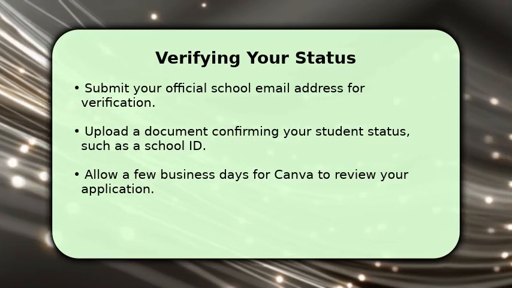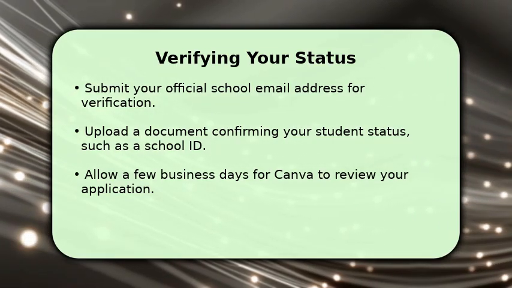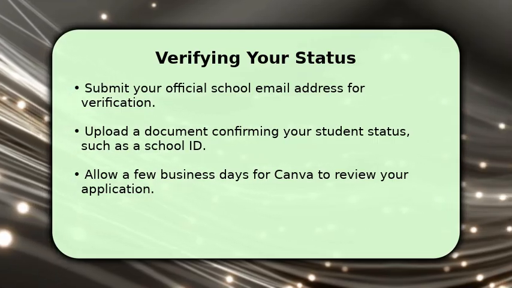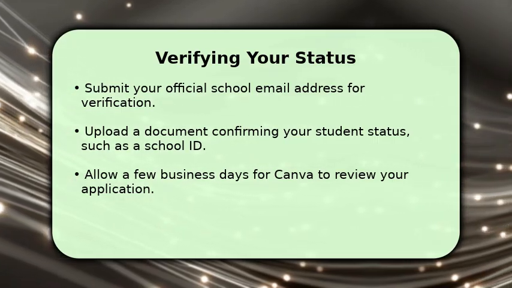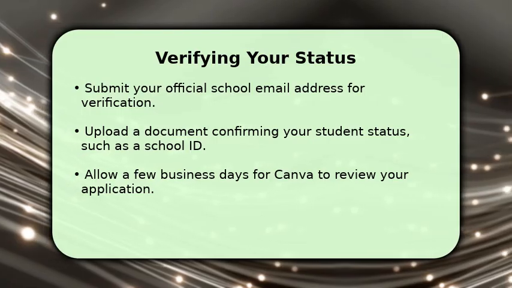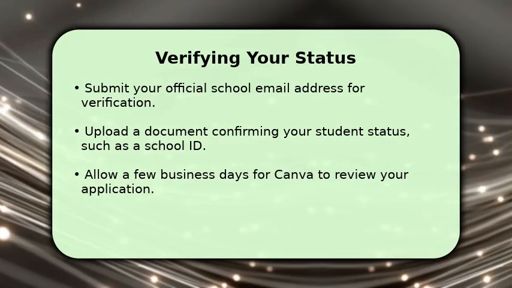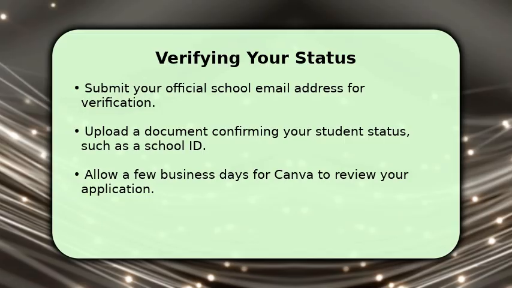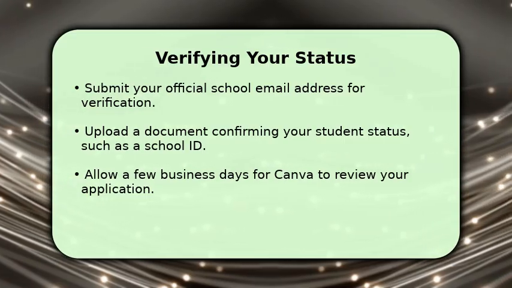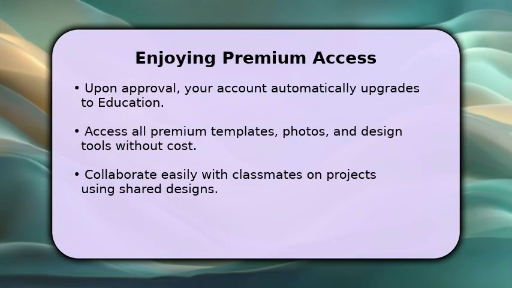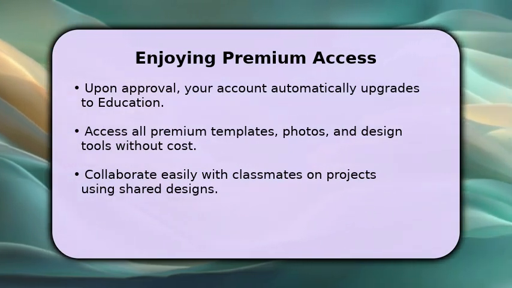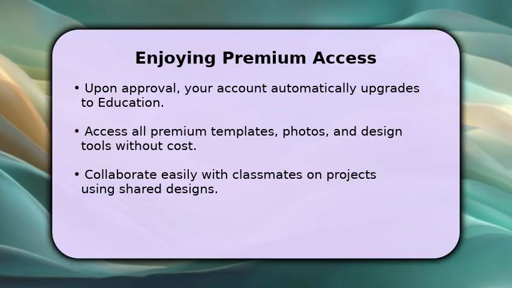You might also be asked to upload a document, like a student ID card or an enrollment letter, to further prove your student status. After submitting your details, be patient. Canva usually takes a few business days to review applications and process your upgrade. Once your application is approved, your Canva account will automatically upgrade to the education version.